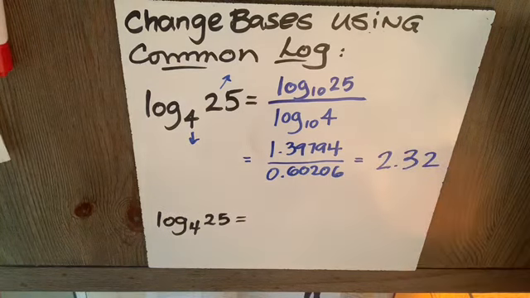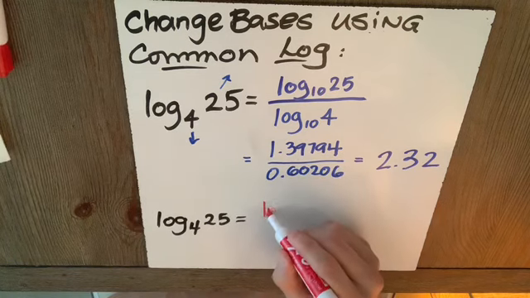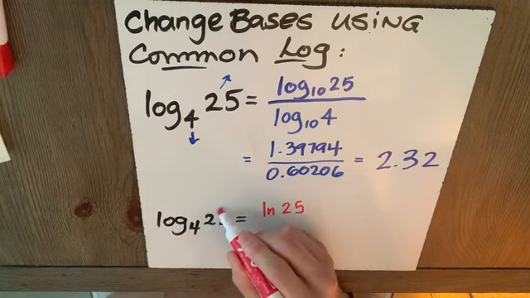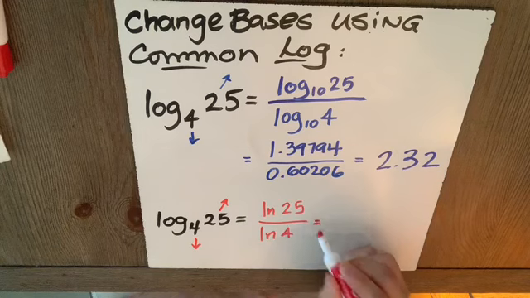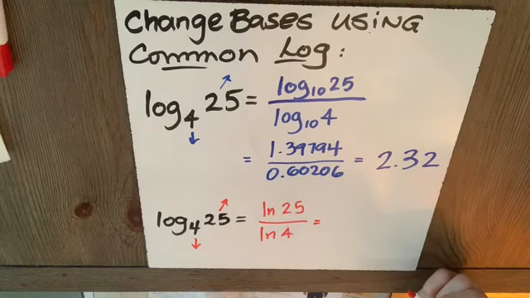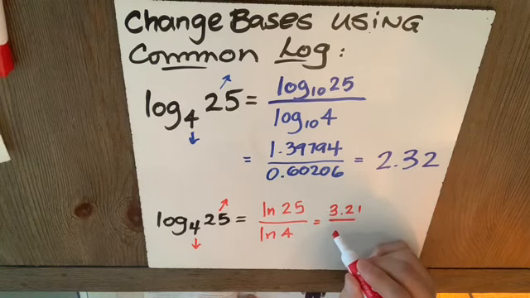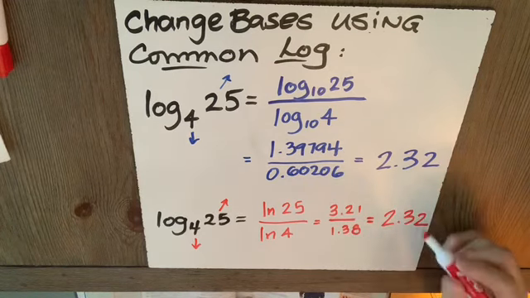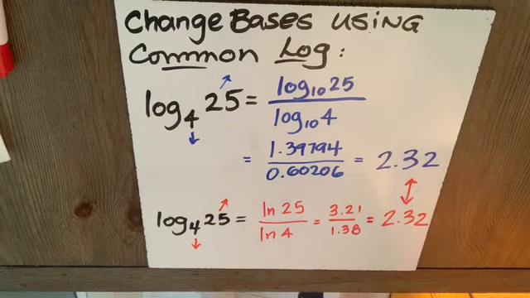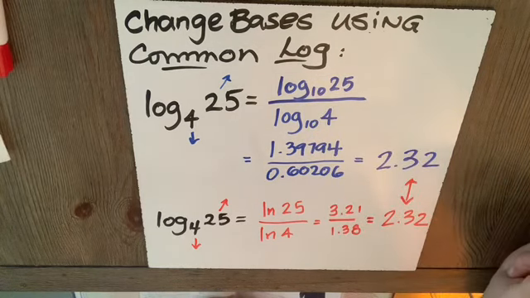Now, what's the magic about this? What if we decided instead of going base 10, we said, no, let's go base e, which would be the natural log of 25. 25 wants to go north, let it. 4 clearly wants to go south, let it. And when we do this, we get this intermediary result of 3.21 divided by 1.38. When we simplify that, we get 2.32. Notice these two are the same. I'm not joking. You could have changed the base to e or changed the base to 10, and you're still going to get the same result.